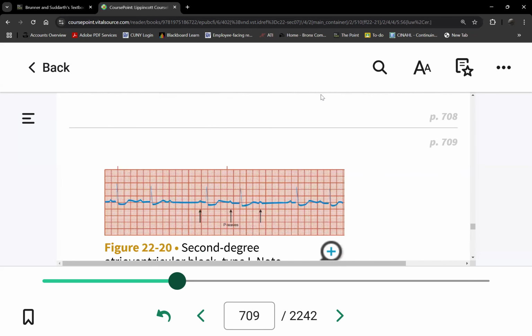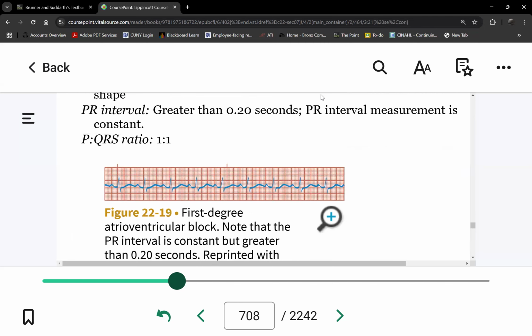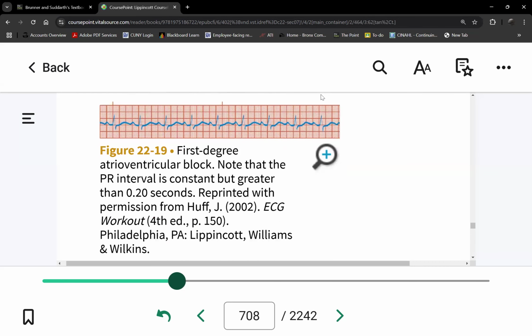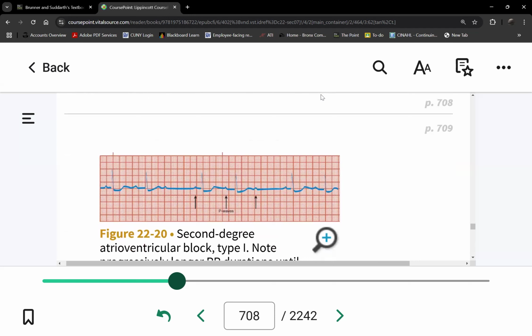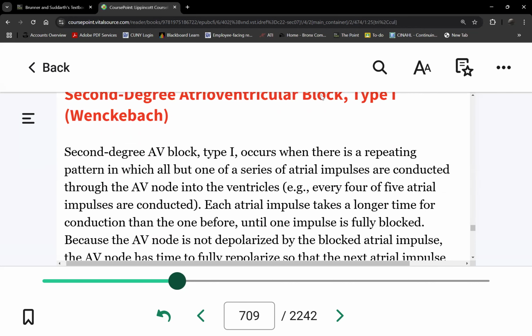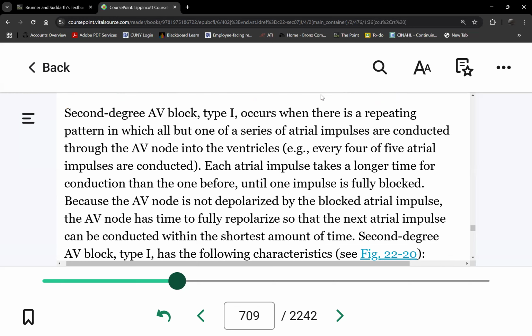What's the treatment for first degree? What do we do for first degree? No medical treatment. Would we maybe look for a cause and try to eliminate it? Okay, that's all we do for first degree. Second degree type 1? It depends if the patient is symptomatic or not. With no symptoms, do we really need to treat it? No. So same thing as first degree, we look for a possible cause and eliminate it.